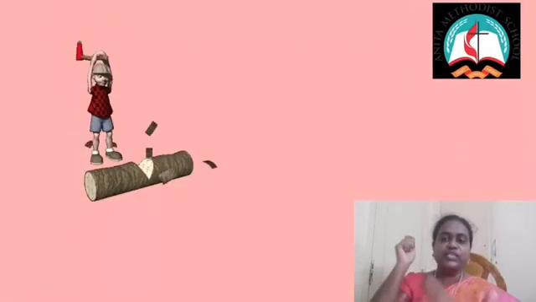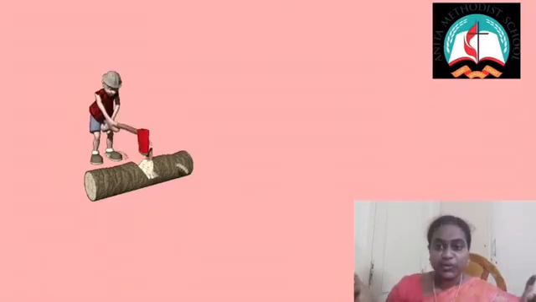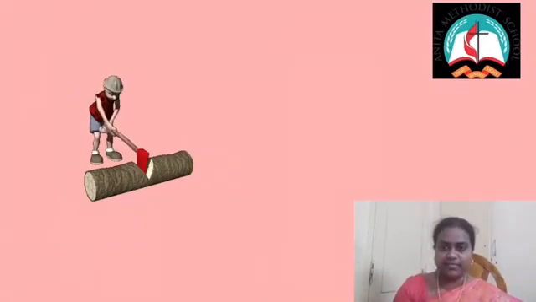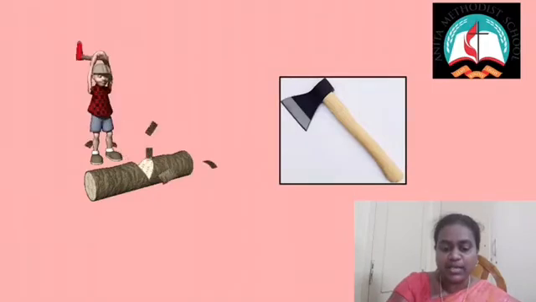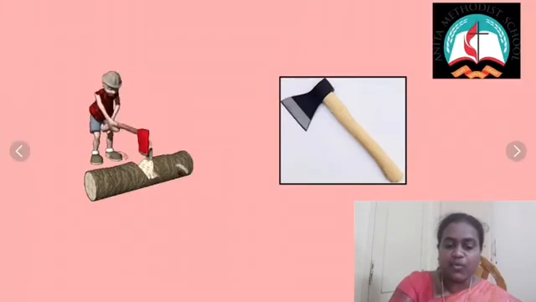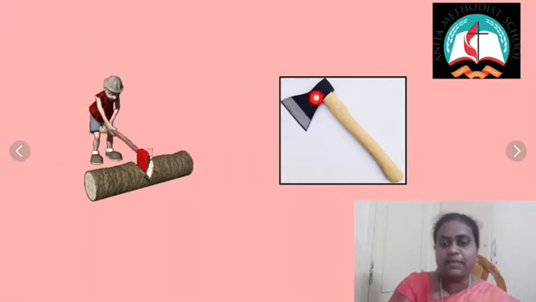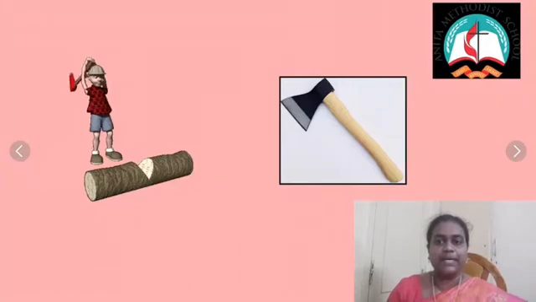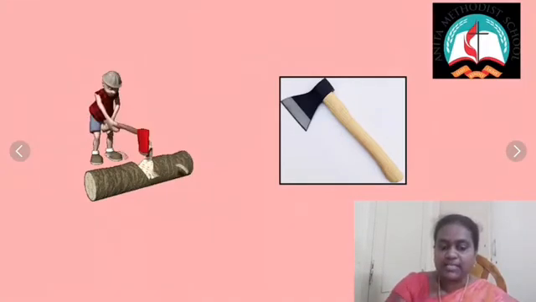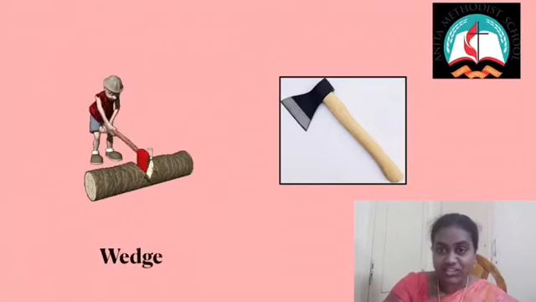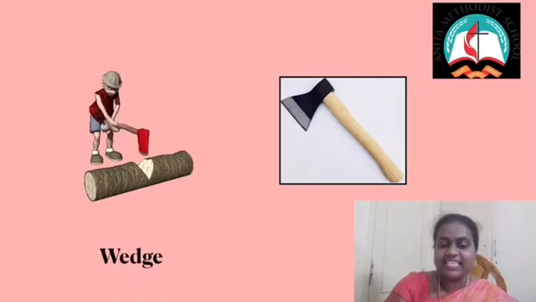See this picture. This man is using a tool to cut the wood into two pieces. What is this tool called? See, this tool, one end is sharp and the other end is having a wood for a person to hold and cut. This is called a wedge. Yes. The next type.